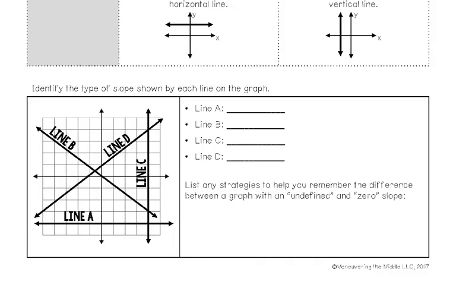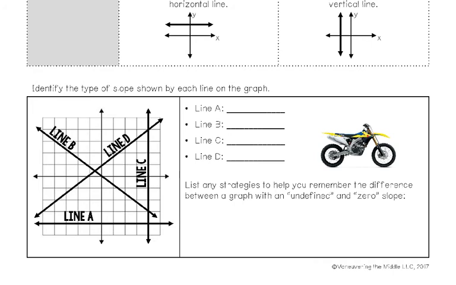So go ahead and take a second, and I want you to practice identifying the type of slope shown by each line on the graph. So line A, line B, line C, and line D. On the right here, go ahead and identify, is it positive, negative, zero, or undefined? Pause the video now and press play when you're ready to check.